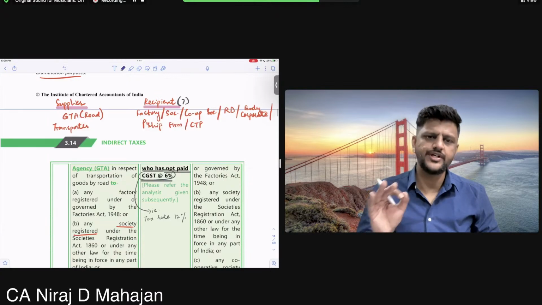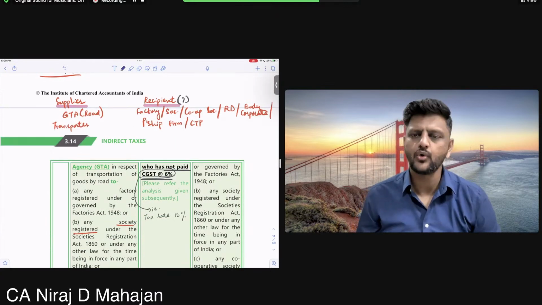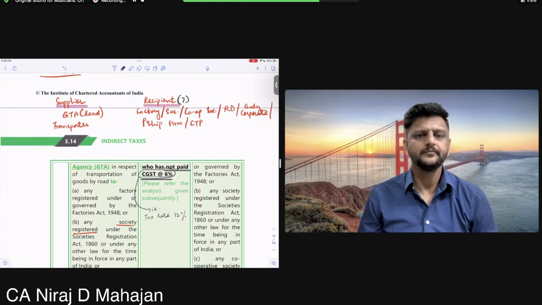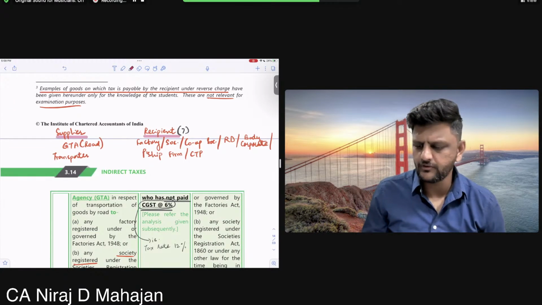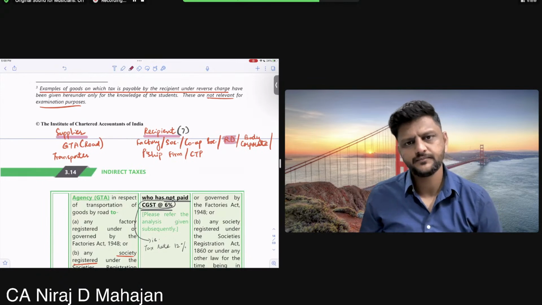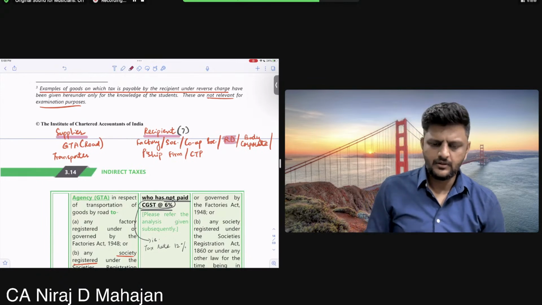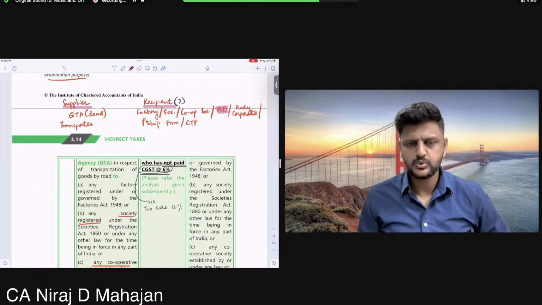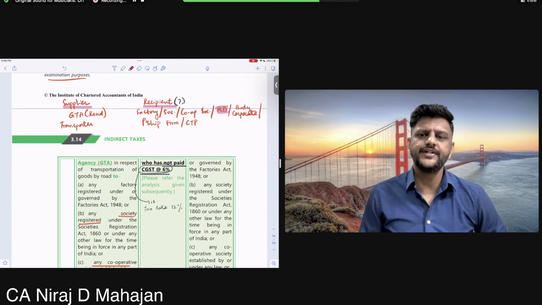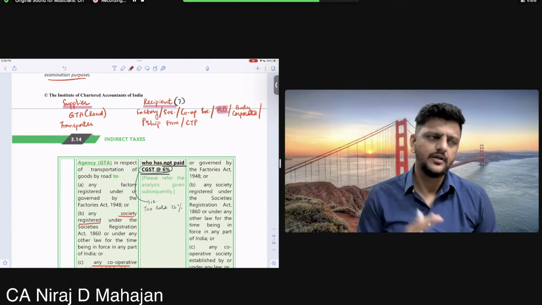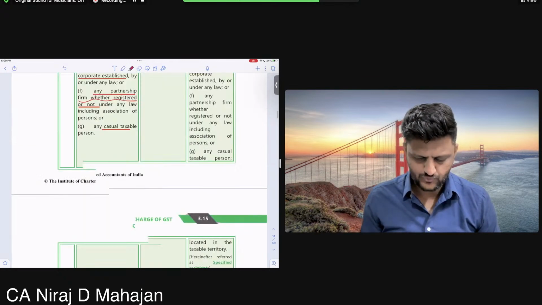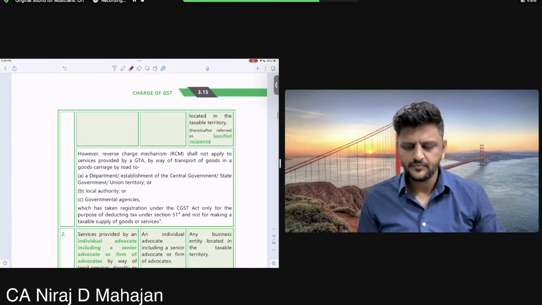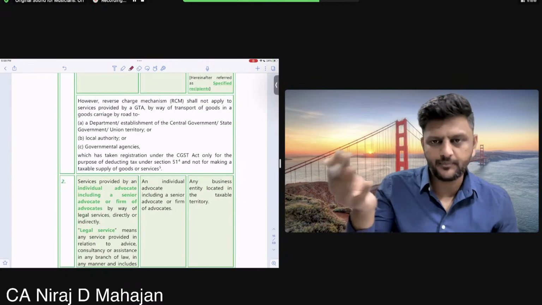So the first one, bachcho, was GTA. GTA, bachcho, we were obviously discussing road transport only. One of those 7 recipients, one of them important, is RD, registered dealer. So if GTA is opting for 5%, then RCM. GTA is opting for 12%, no RCM. Clear? Nice. However, RCM shall not apply.